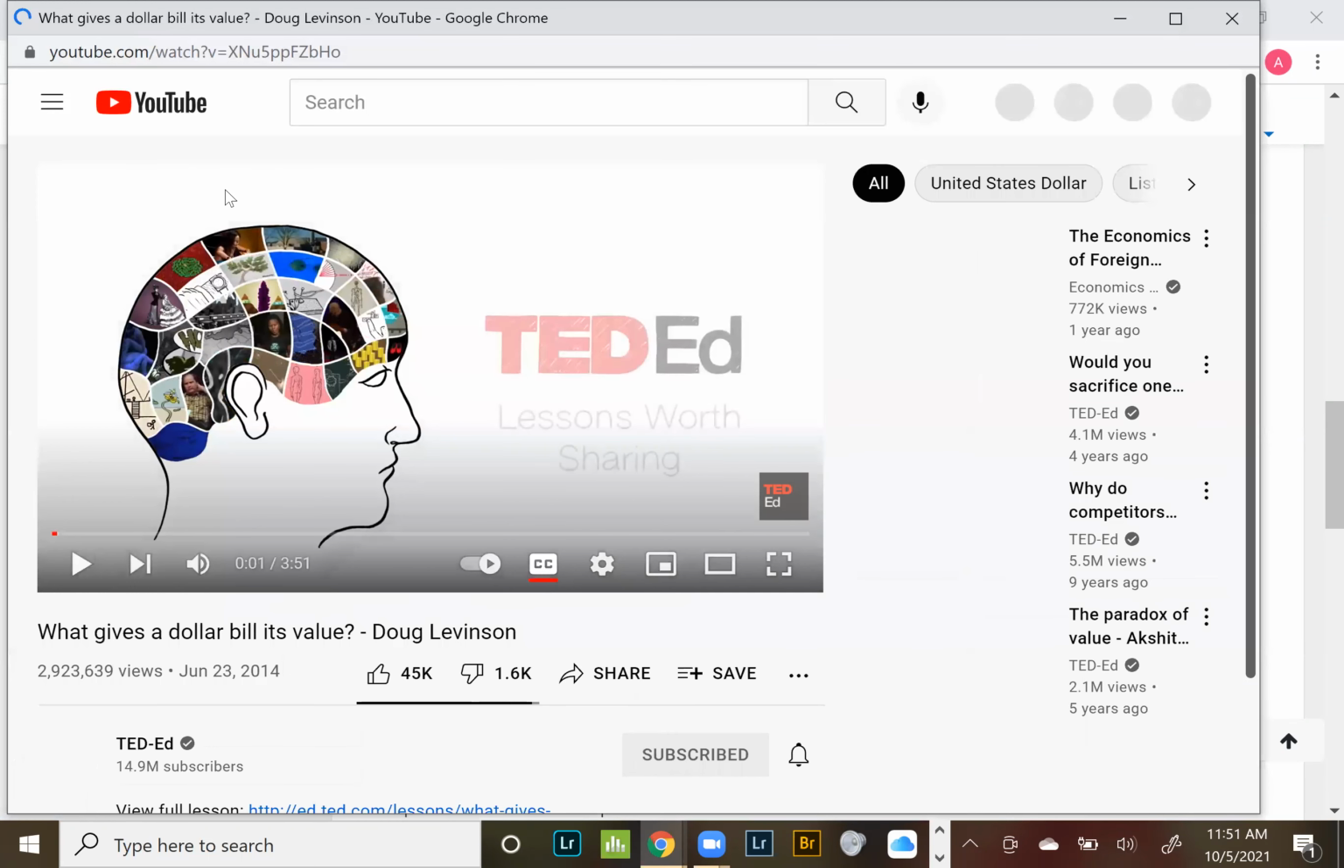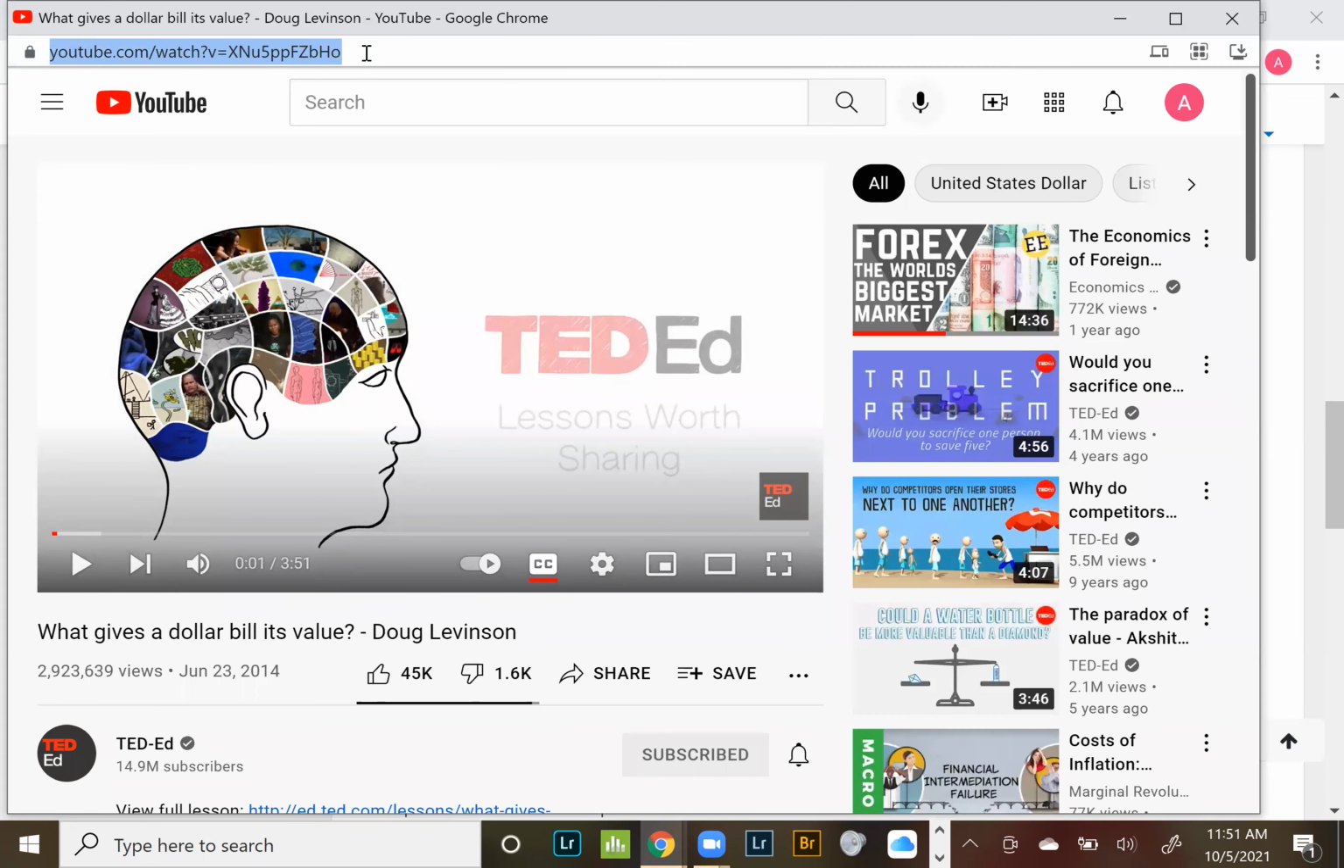What gives a dollar bill its value? You're probably wondering that yourselves. Why do we accept dollar bills in exchange for our labor or goods and services that we produced? They're just pieces of paper. What is that all about? All right, let's find out.